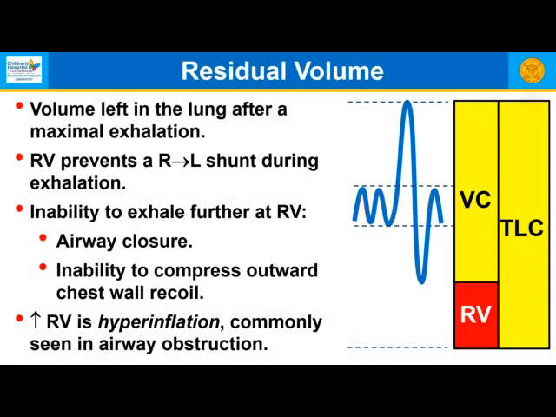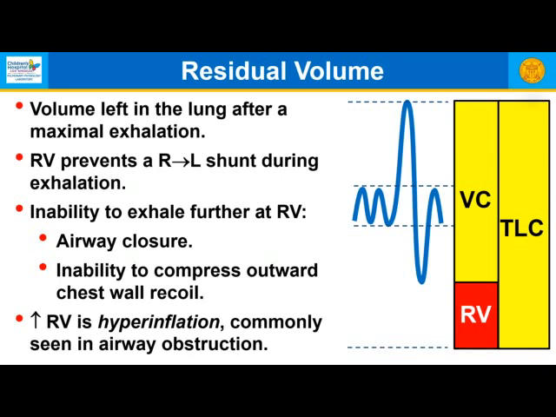So this is the residual volume. It's the volume left in the lung after a maximal exhalation. And the good thing is that this prevents a right to left shunt during exhalation. So even if you exhale maximally, blood goes through pulmonary capillaries, which pass an air interface, so that gas exchange can still occur. The inability to exhale further at residual volume is due to only two things: airway closure or the inability to compress outward chest wall recoil any further.